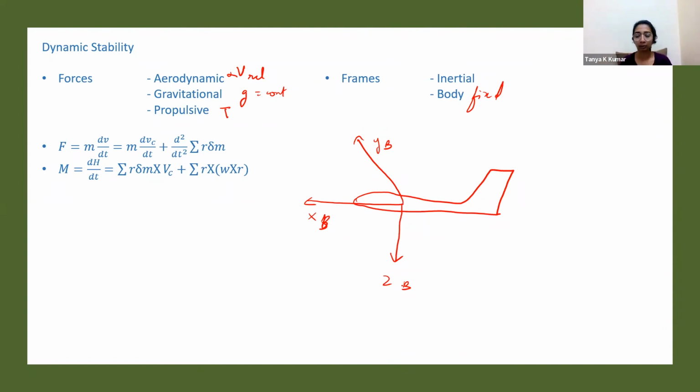Inertial reference frame is something that is fixed in space. So what we consider for our case is the earth fixed inertial frame. It is not actually an inertial frame, but due to our short time span of analysis, we can assume the earth fixed frame to be inertial.